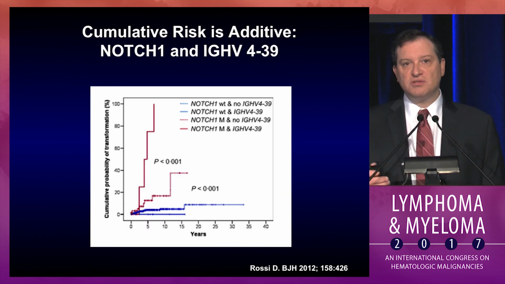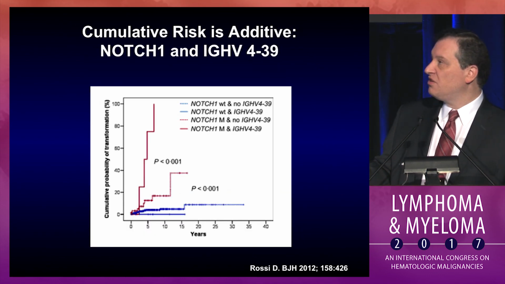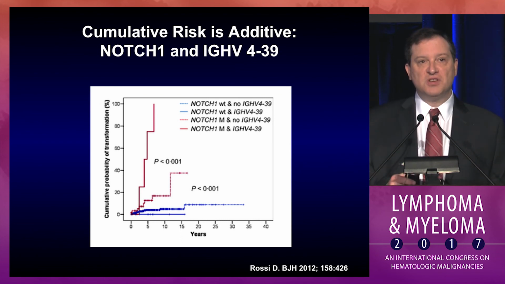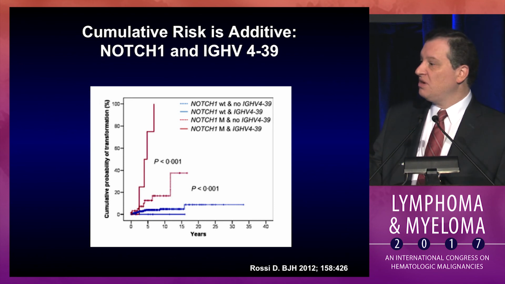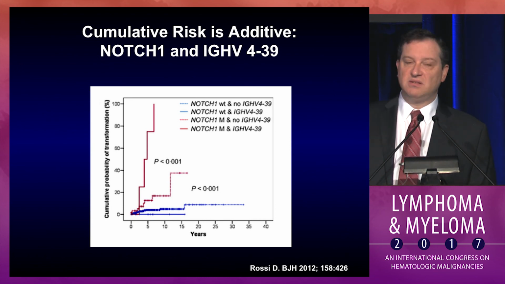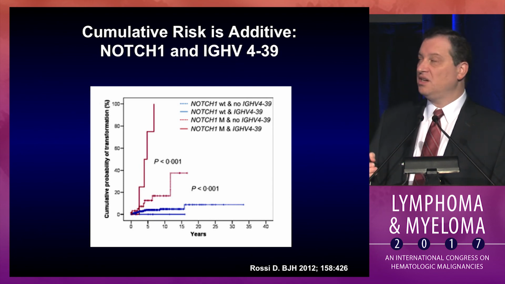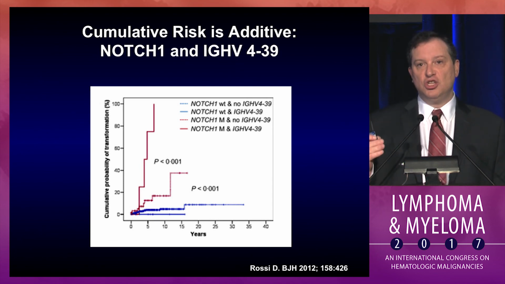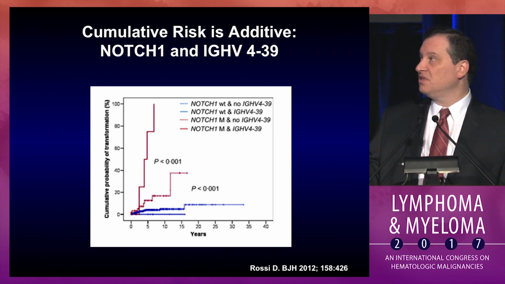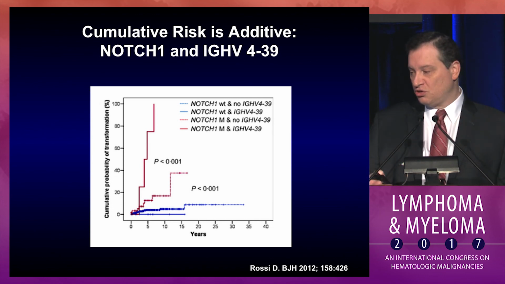And then, of course, it turns out that these are additive. And so here we are at 5 years at 100% for patients who have both a 4-39 stereotyped receptor and a Notch mutation. So if you have a patient in front of you who is 4-39 and Notch mutated, you could be certain that you're going to need to do something differently to give this patient a long-term outcome.